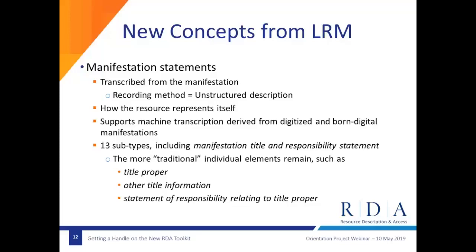There are 13 subtypes, including one that encompasses both title and responsibility on the manifestation. These really are designed more for data exchange or for some very rudimentary cataloging rather than something that you would craft on your own as a cataloger if you're doing individual records. And therefore, the more traditional individual elements remain in the toolkit, such as title proper, other title information, and statement of responsibility relating to title proper.